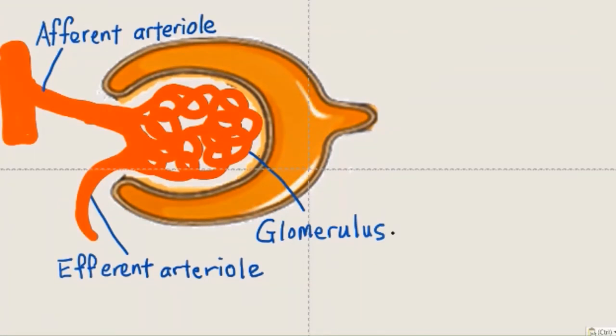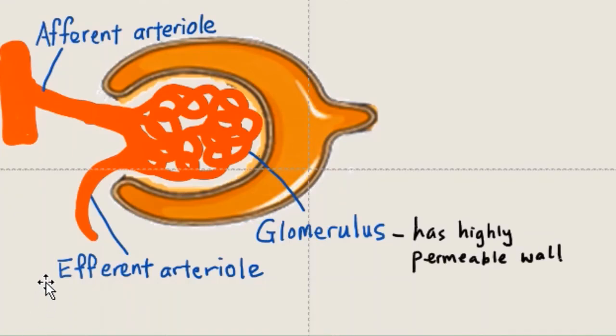The process of ultrafiltration is enhanced by the properties of the glomerulus wall and the inner wall of Bowman's capsule. The wall of glomerulus is highly permeable. Furthermore, the spacious cells called podocytes that make up the inner wall of Bowman's capsule help the substances from the glomerulus to diffuse into the space of Bowman's capsule.